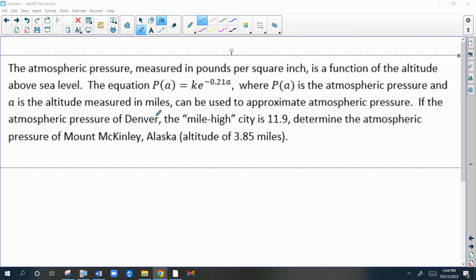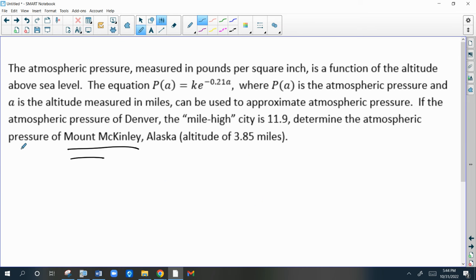So it says the atmospheric pressure of Denver, which is called the Mile High City, so its altitude is 1 mile, is 11.9. We're going to use that fact to determine the atmospheric pressure of Mount McKinley, which is a very tall mountain that has an altitude of 3.85 miles. So that's the end game. We're trying to figure out the atmospheric pressure of Mount McKinley.